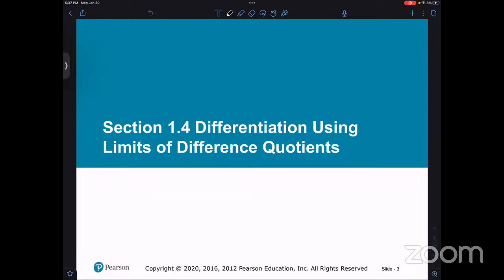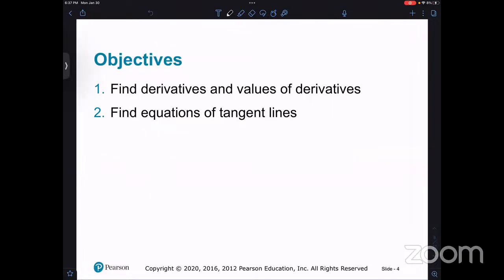Okay, so hopefully that's starting to come together, all right? So the objectives here, we want to find the derivatives and values of derivatives and find equations of tangent lines, right? Before we were discussing secant, let that change go to 0 to get a better and better approximation of the tangent.